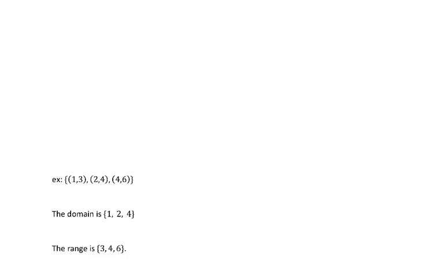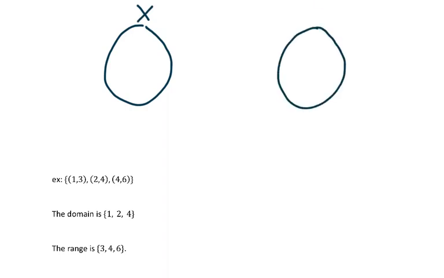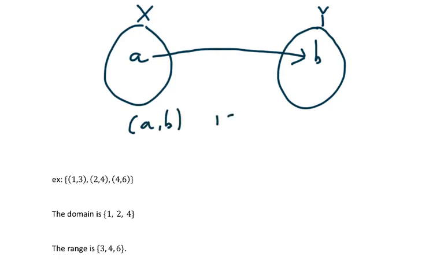Visually, you can have something like this. So let's say this was our first set, capital X. This is our second set, capital Y. So then if we had an A in here and we had a B, we have an arrow going from A to B, and that means the ordered pair AB is in the relation. And that's really what I'm trying to say here. So correspondence diagrams and relations, they are related to each other.